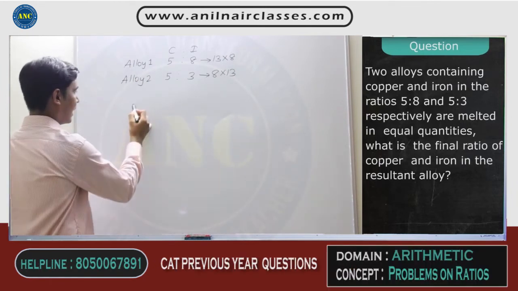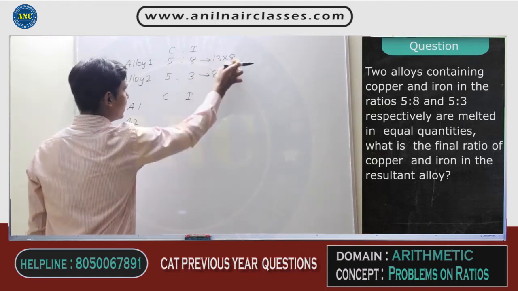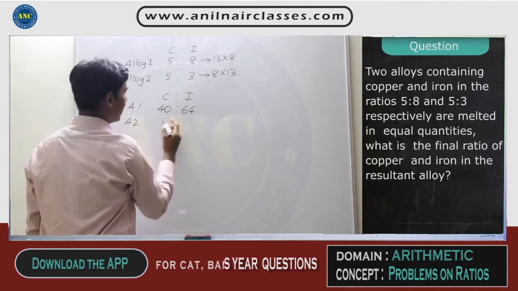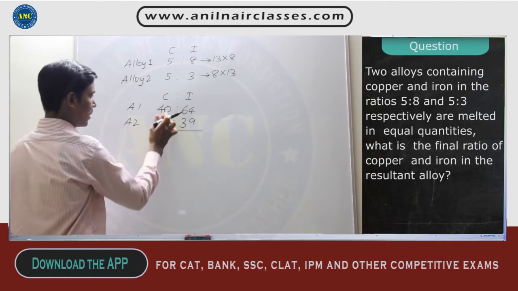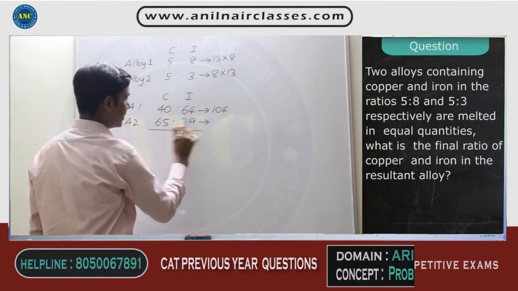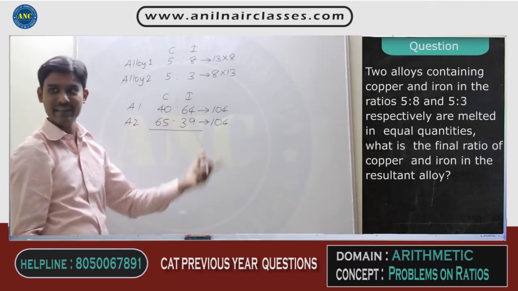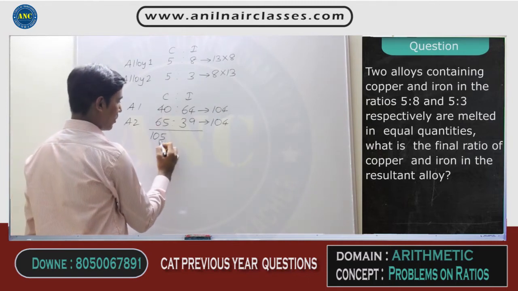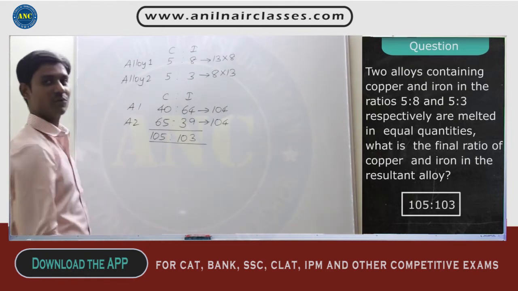Now if I rephrase the diagram, alloy 1 and alloy 2, copper and iron, 5 into 8, 40, 8 into 8, 64, 5 into 13, 65, 3 into 13, 39. The resultant is nothing but 40. If you want check it out, 40 plus 64 is 104. 65 plus 39 is also 104. They are melted in equal quantities, right? That's what we made it actually, right? Now if you want, the resultant is 40 plus 65, it is 105. 64 plus 39, it is 103. So answer for this is 105 is to 103.